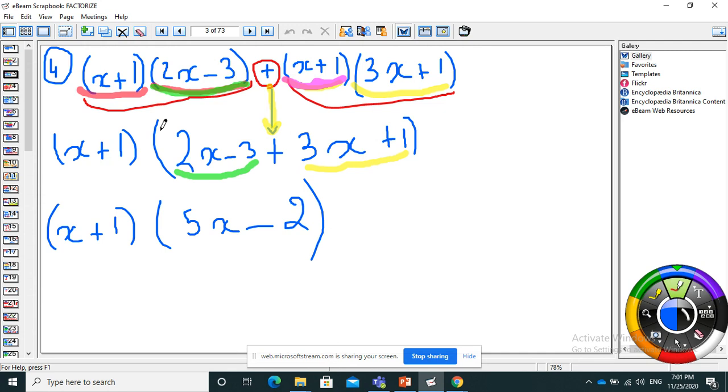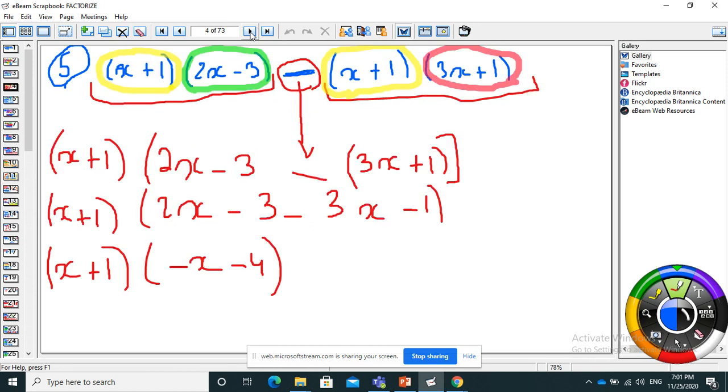Now here is what we will really see in the exercises. I can see that I have a plus here, so those are my two parts. This is the first part, this is my second part. In each part, I have two factors. My common factor is visible: I can see it's x plus 1. So x plus 1 factor, from the first one I still have 2x minus 3, plus, and from the second one I still have 3x plus 1. All we need to do is simplify the parts inside the parentheses.